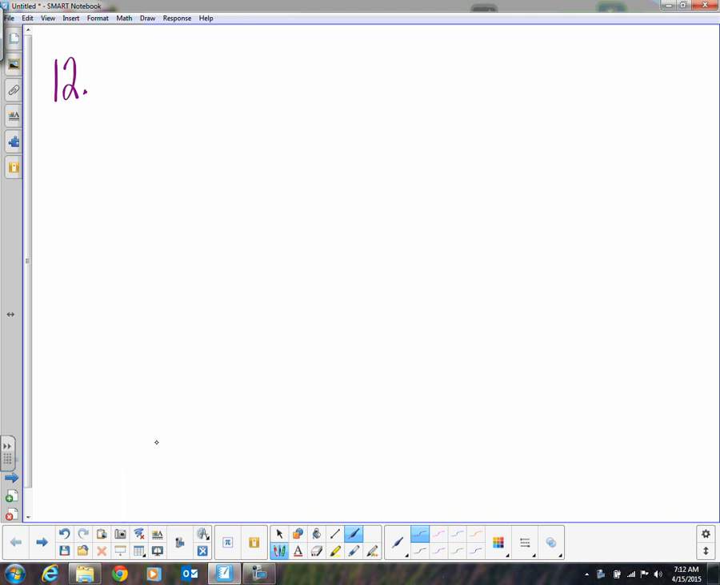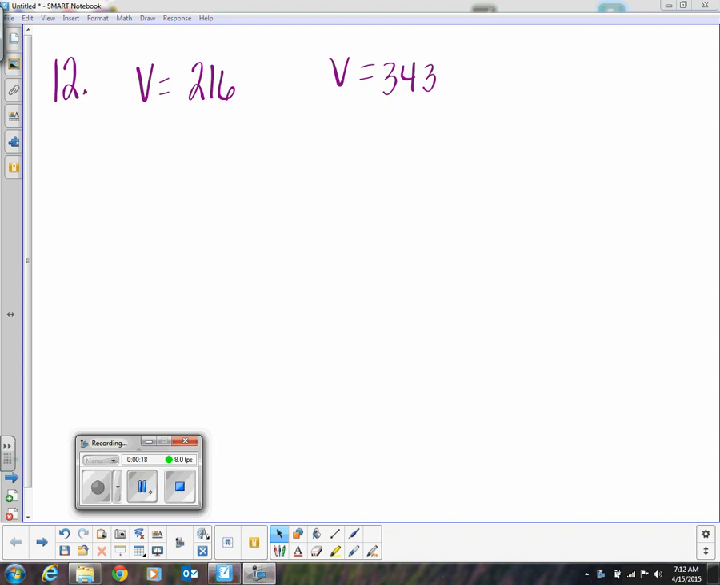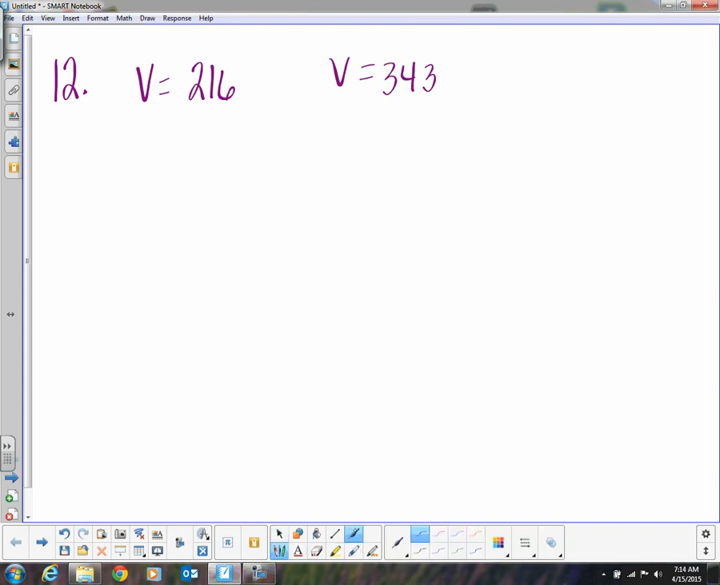All right, number 12. They told you these things are similar. You've got a volume of 216 and you've got a volume of 343. Oh, so then you just cube root it? All right, so the first thing we have to do, first of all, you have to know this is volume. You are going to write this in a ratio form, like 216 over 343. Unless they tell you how to write it, it doesn't matter who goes on top.